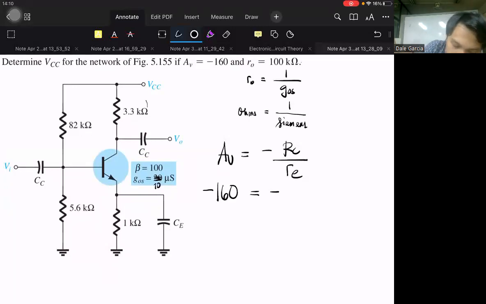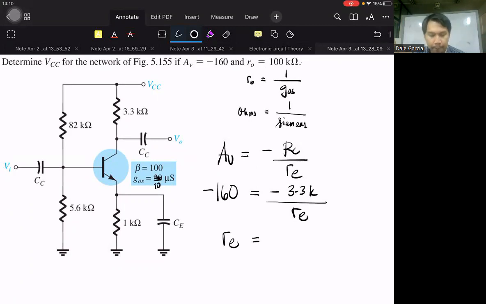RC is given, 3.3K. Okay. So negative 3.3K over RE. So na to si RE. RE is equal to 20.625 ohms. This is our RE.